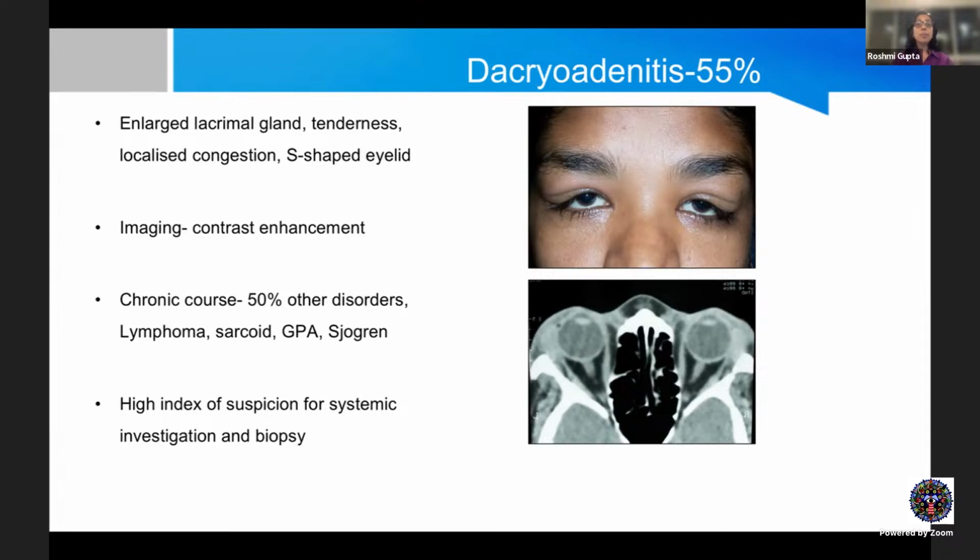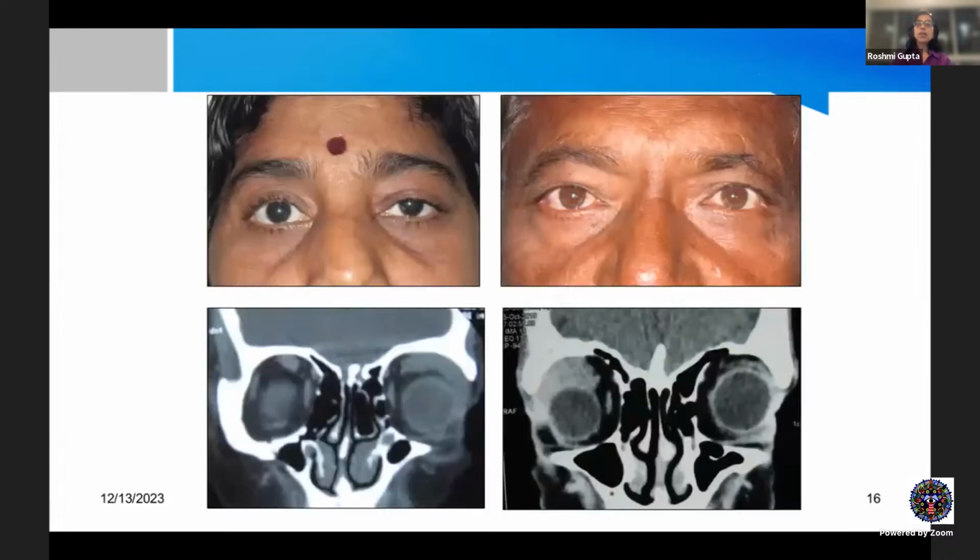This may even mimic lymphoma. So when we see a dacryoadenitis, we should have a very high index of suspicion for systemic investigation and biopsy. When you see these two patients, they apparently look exactly the same, and even their scans look almost the same. However, the lady here has an ensoyed, a non-specific orbital inflammation of the lacrimal gland, and the gentleman has a lymphoma.